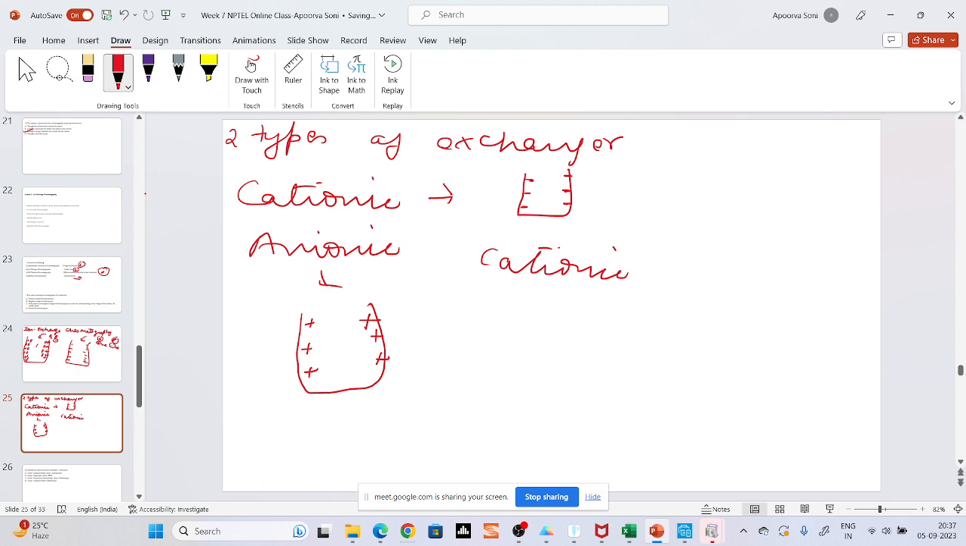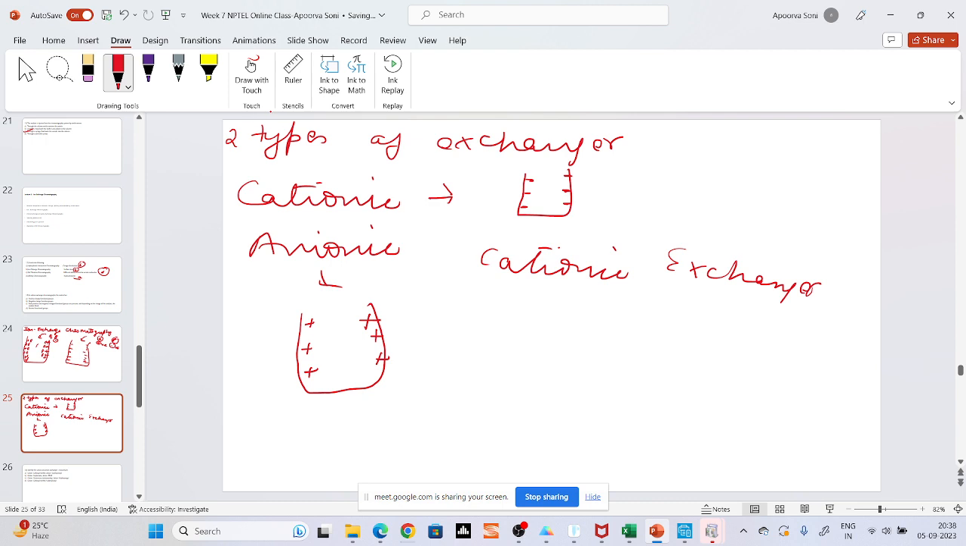So when I talk about cationic exchanger, it's very important. Again, a very common question in many competitive examinations. It's asked a lot because people get confused. They think that cationic exchanger will have positive charge, but no, cationic exchanger has negative charge. Why? Because cationic exchanger means it is exchanging cations. So to exchange cations, the matrix has to be negatively charged, then only it will be able to exchange cations.